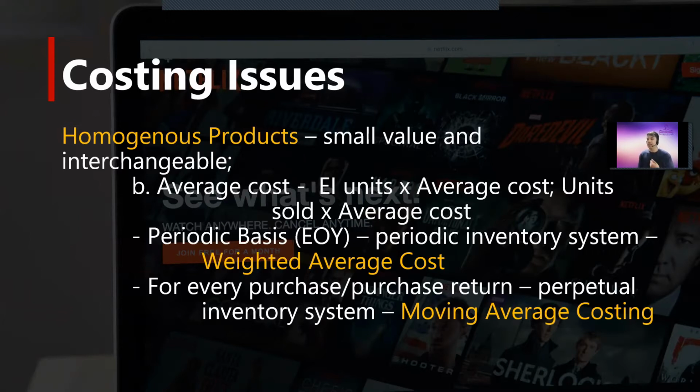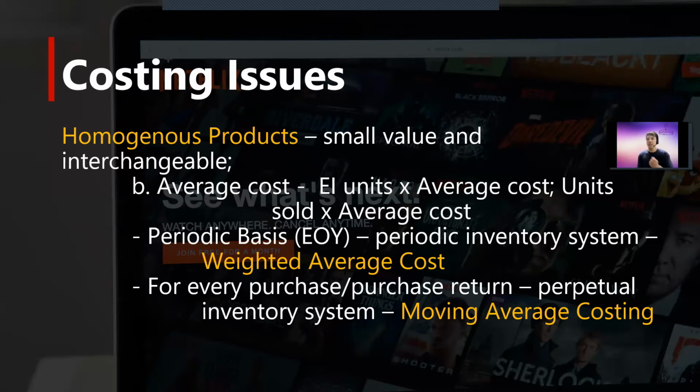Again, another method under homogeneous products. We said that homogeneous products are of small value and interchangeable. So earlier we discussed FIFO, first in, first out. Now let's talk about the average cost method. Under the average cost method, ending inventory is multiplied by the average cost. That's how you value your ending inventory. In terms of your cost of goods sold, it's units sold multiplied by the average cost. Now, let's discuss what this average cost is that I've been mentioning.